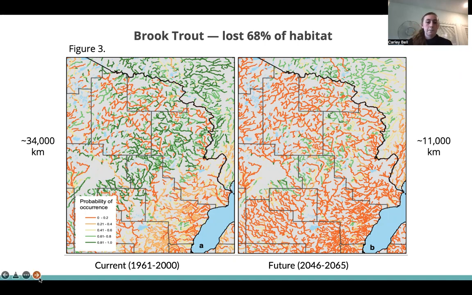Now, in this graph, like I said a second ago, the green represents high occurrence of trout and the orange represents low occurrence. So I gave you the numbers, but just by looking at this graph, you can see that there's a lot more green in the first graph and more orange in the second graph, meaning that over time, the trout lost probability of occurrence.